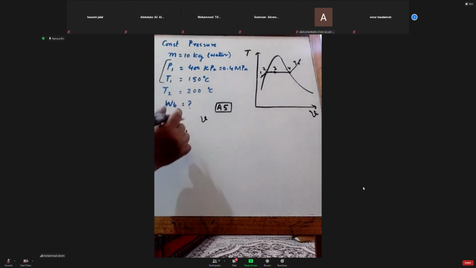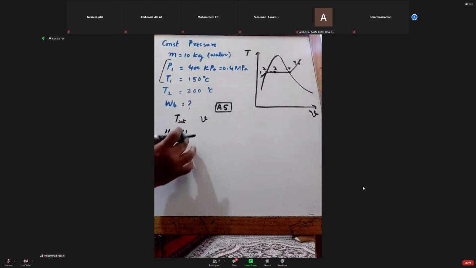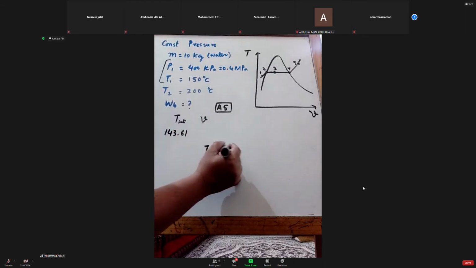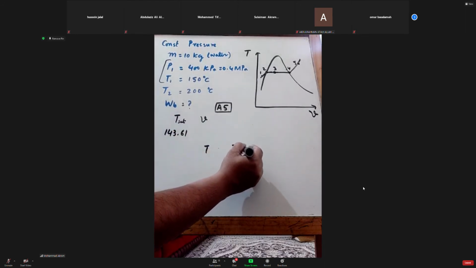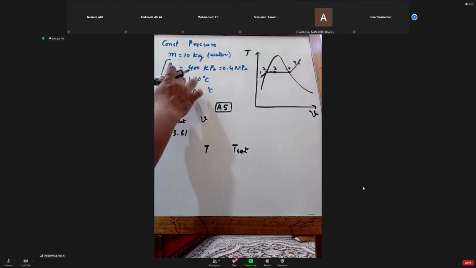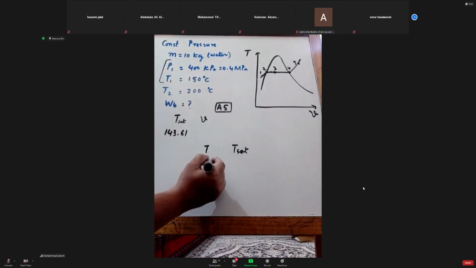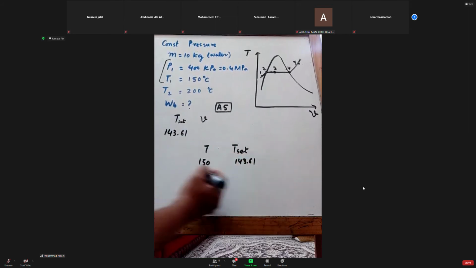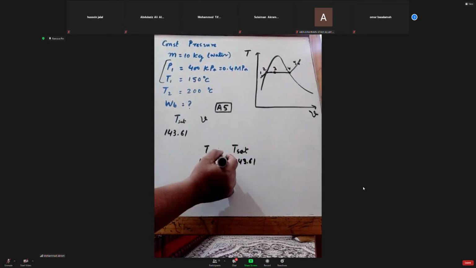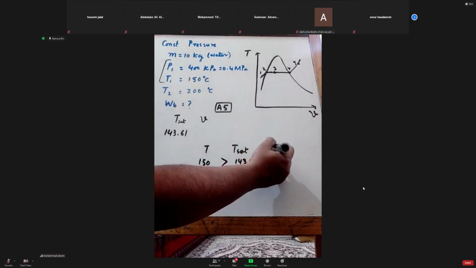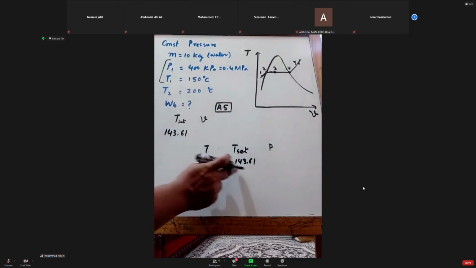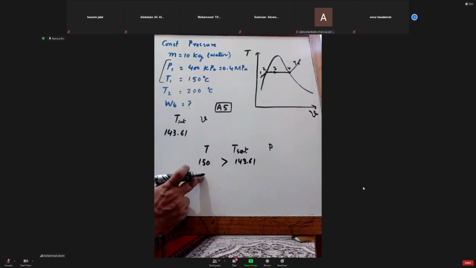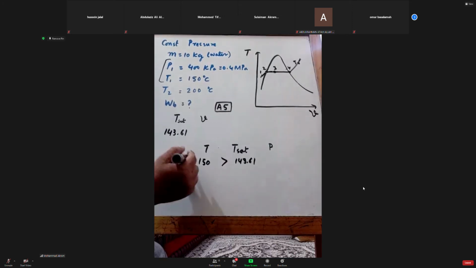Now T saturation is given as 143.61. Now compare T and T saturation. T is given as 150, and T saturation is 143.61. So which one is more? For a given pressure, T is more than T saturation. That means it is which state? Superheated. Superheated state. That is state 5.